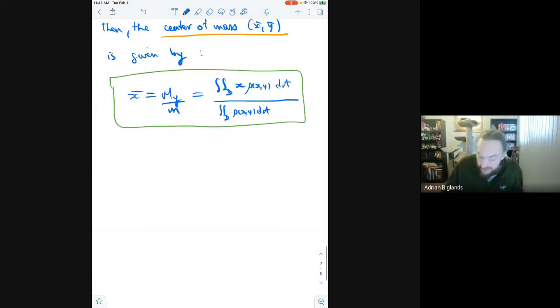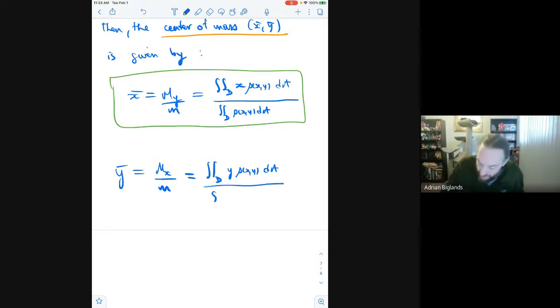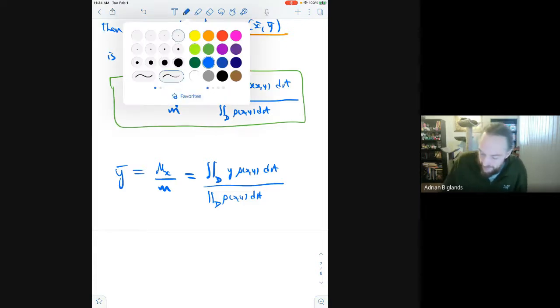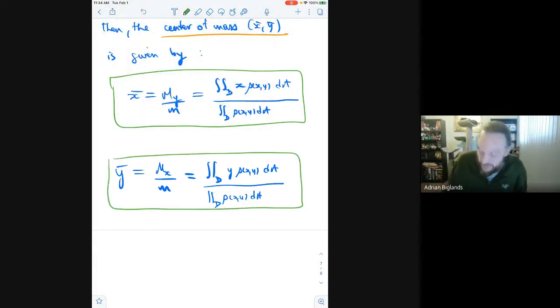And y bar is going to be what? Mx, the moment with respect to the x-axis, the y changing over the x-axis, over the mass, which is the double integral over the region D of y rho xy dA, all over the mass, which is the double integral over our region D of just rho xy. So that is the center of mass in 2 dimensions.